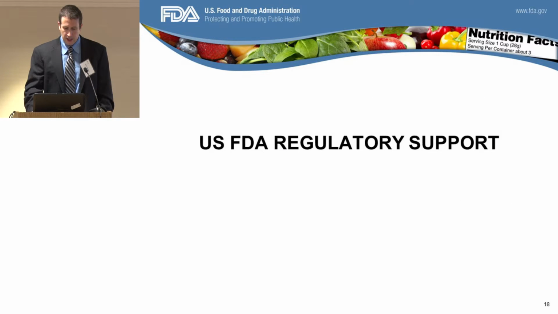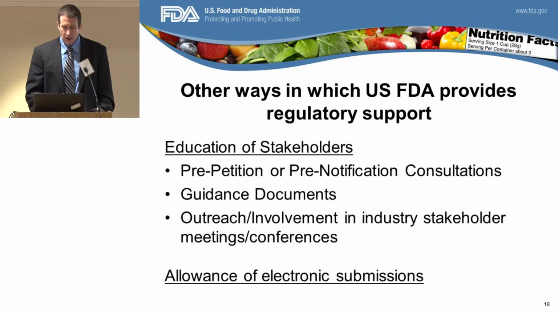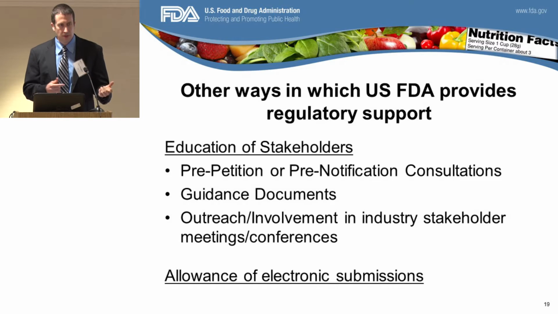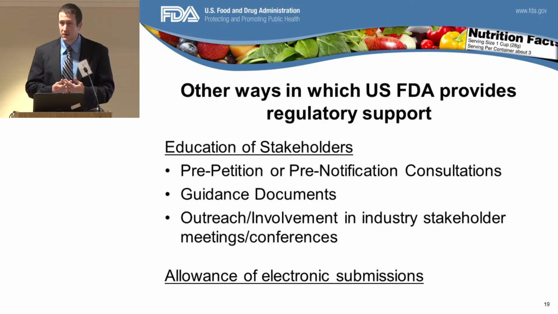So just very, very quickly, US FDA regulatory support. FDA does try to educate our stakeholders, especially through the use of pre-petition or pre-notification consultations. If you're putting together data to submit to FDA, don't wait until you have it all planned out, your tests are already done, and you're submitting it as a food contact notification or as a formal submission. If you have questions as to how to do a study, what study is appropriate, come talk to FDA beforehand. We have the pre-petition or pre-notification consultation process. It's free, and it works out better for you and for us because it's easier for us to take care of these problems in the beginning than when we get them formally submitted to us.